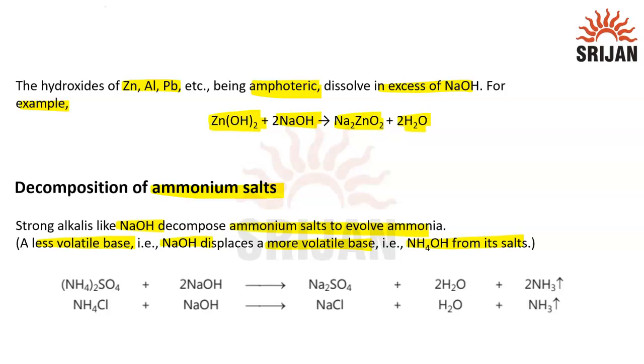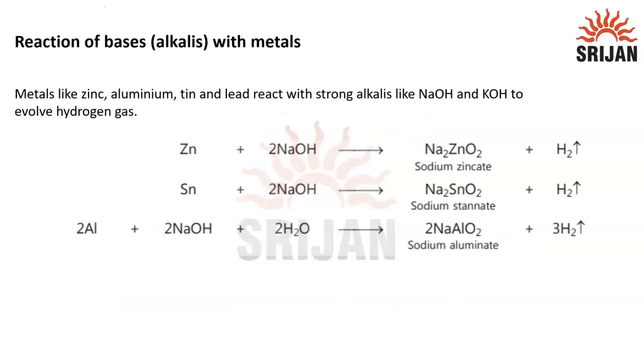Here is the example. We have a salt, ammonium sulfate, which on reacting with sodium hydroxide, a less volatile base, produces sodium sulfate along with water and ammonia, which is volatile in nature. So ammonia is a more volatile base than sodium hydroxide. Similarly, ammonium chloride on reacting with NaOH produces NaCl and ammonia.